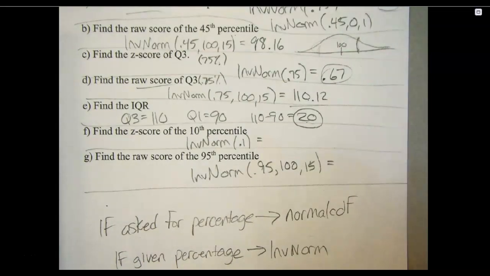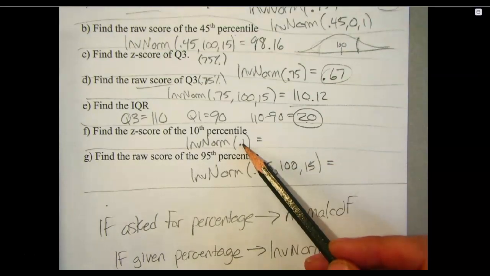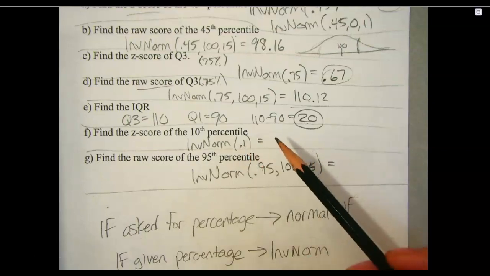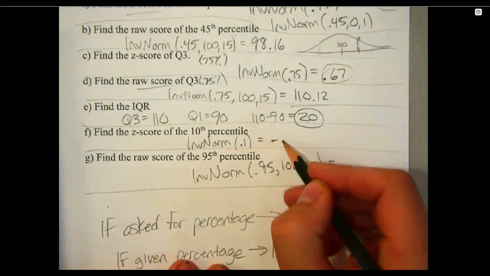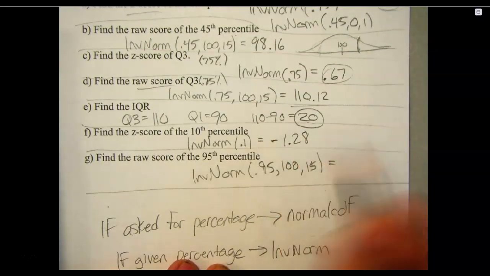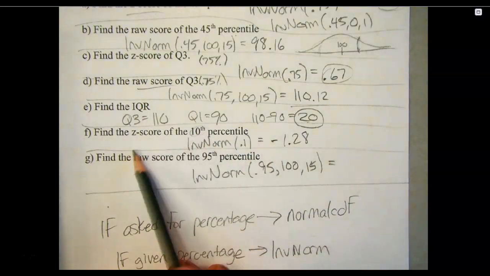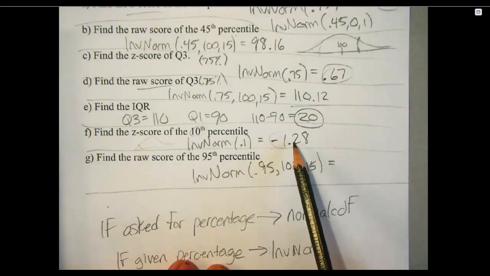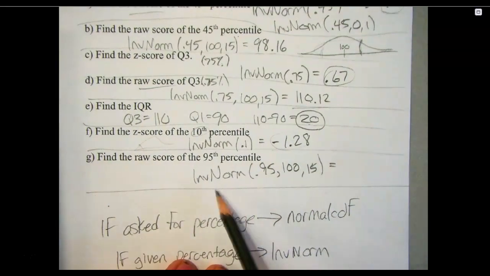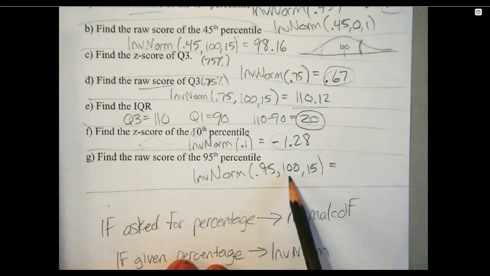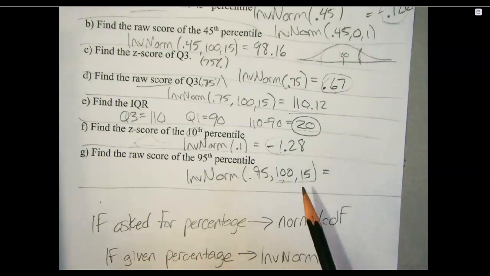That's what you should be typing in. I'm not typing the mean and standard deviation here because I'm just looking for a z-score. Like a negative 1.28. It makes sense to me that the 10th percentile is pretty low, so my z-score should be negative because I should be to the left of the mean. The raw score of the 95th percentile: I'm thinking this number needs to be bigger than 100, right? 95% of the data needs to be below it, so it better be bigger than the median, bigger than the middle.